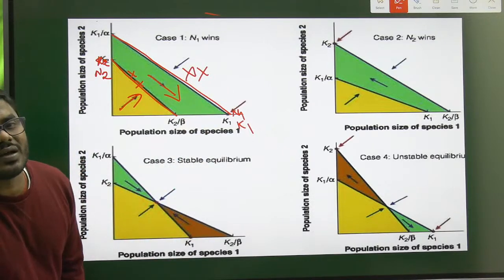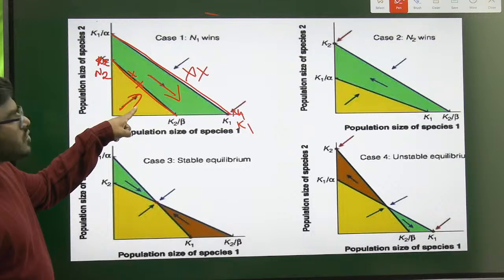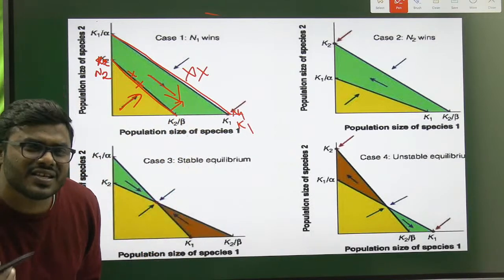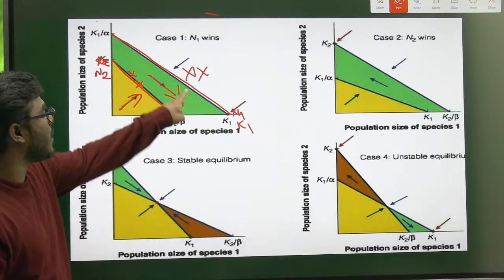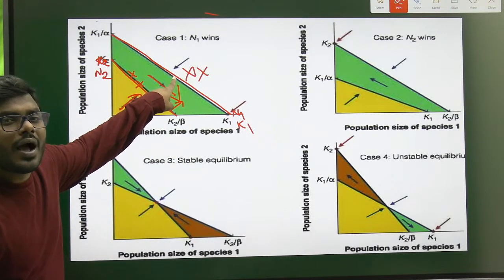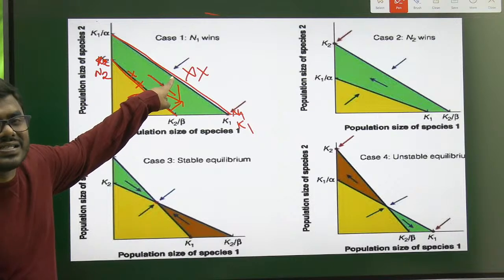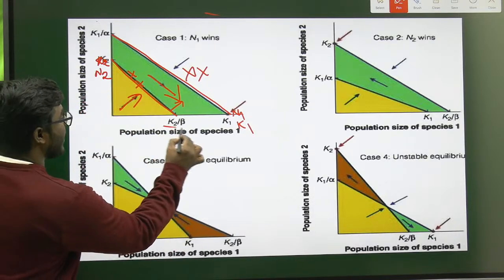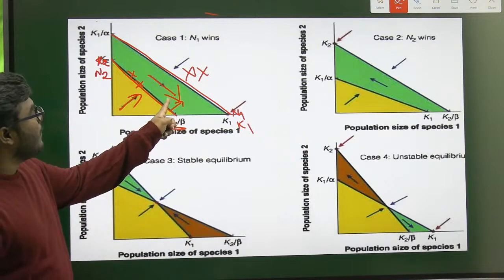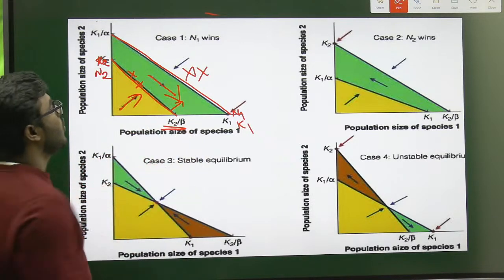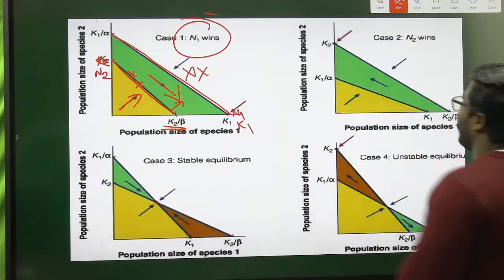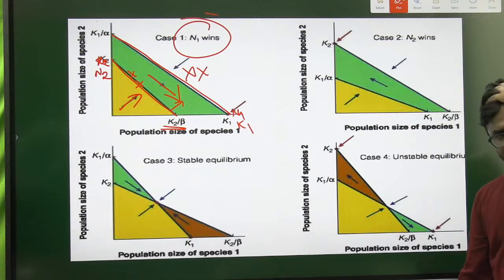But the question is very clear. N1 can also grow above the isocline point of N2. What is the reason? Listen to my statements carefully. Because the N1 isocline point is above the isocline point of N2. That's why in this particular case, who is going to win? Obviously, N1 is going to win. There is no doubt about it.